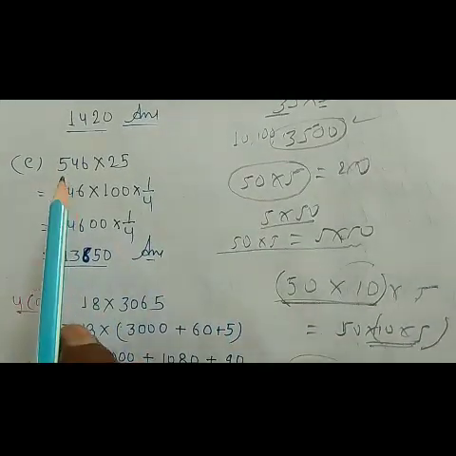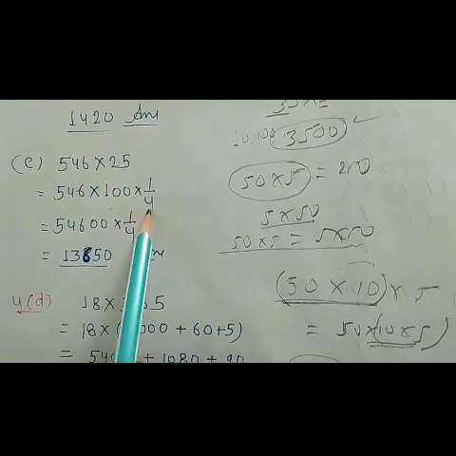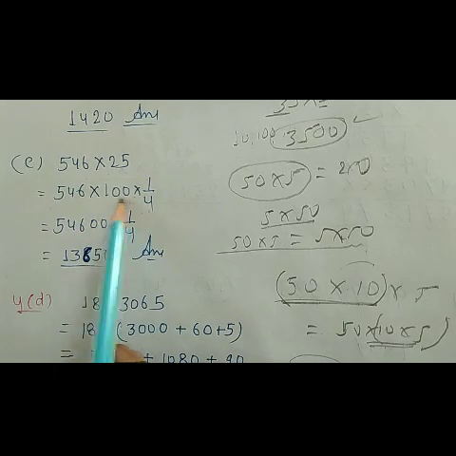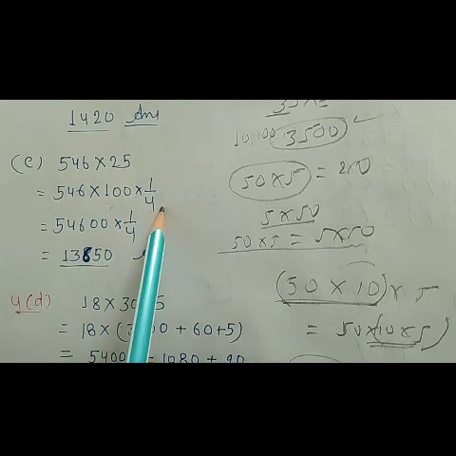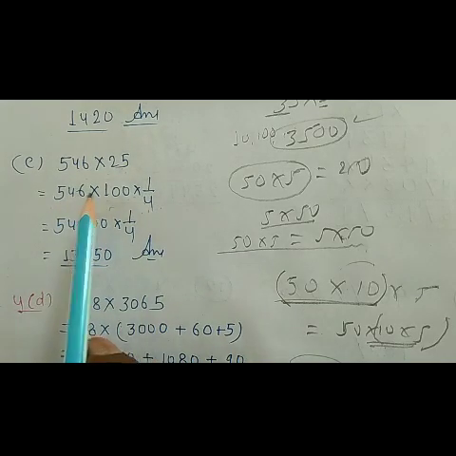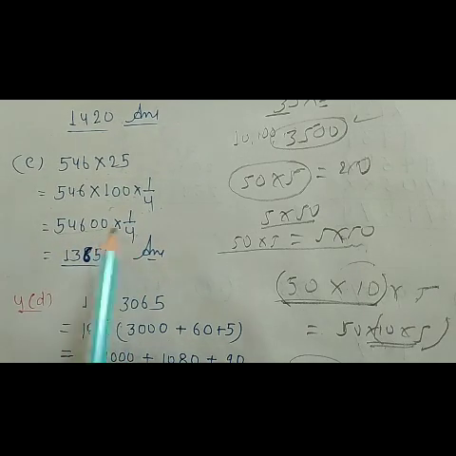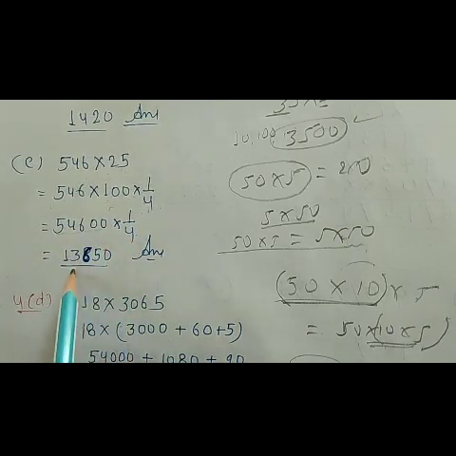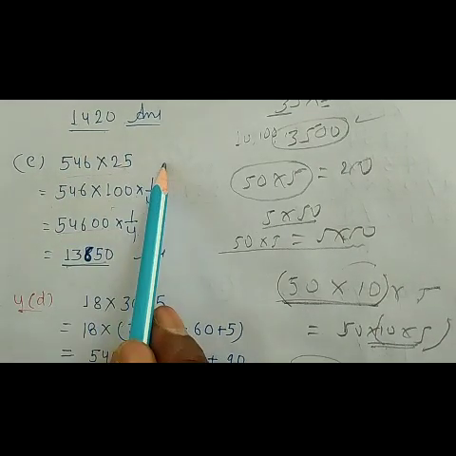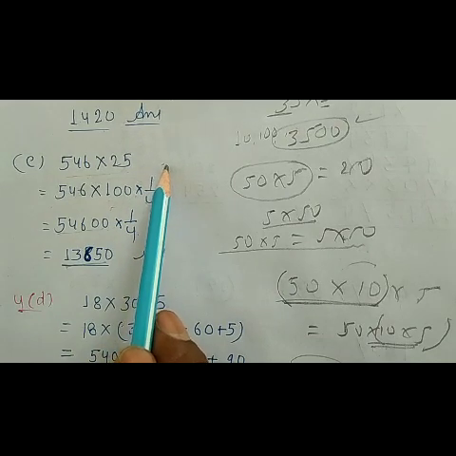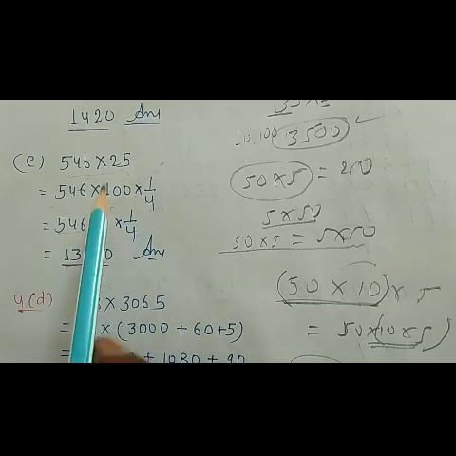Part E, 546 into 25. Now 25 can be written as 100 upon 4. How can we write this? Because if we divide 100 by 4, 25 will be there. 546 multiplied by 100, into 1 upon 4, means this number will be divided by 4. Simply divide this number, then we will get this value. You can do this multiplication directly. I already told you that you can do it directly, but this is the property, so I give you the property only.